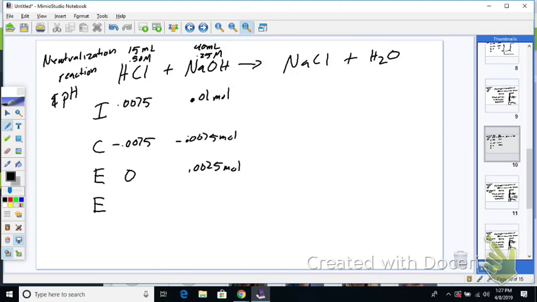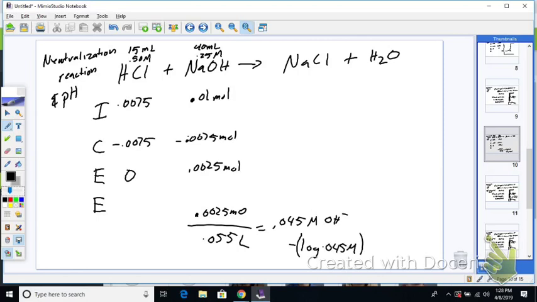So we switched roles. Now we take the 0.0025 moles. We divide it by the total volume, and the total volume is 0.055 liters. We come up with 0.045 molarity, and those are OHs. So I'm gonna show you, we're gonna log that number, and it's gonna give us what we call a POH. I didn't show you this on Friday. So let's take the negative log of 0.045 molarity, and that gives us what we call the POH, because we're logging OHs.